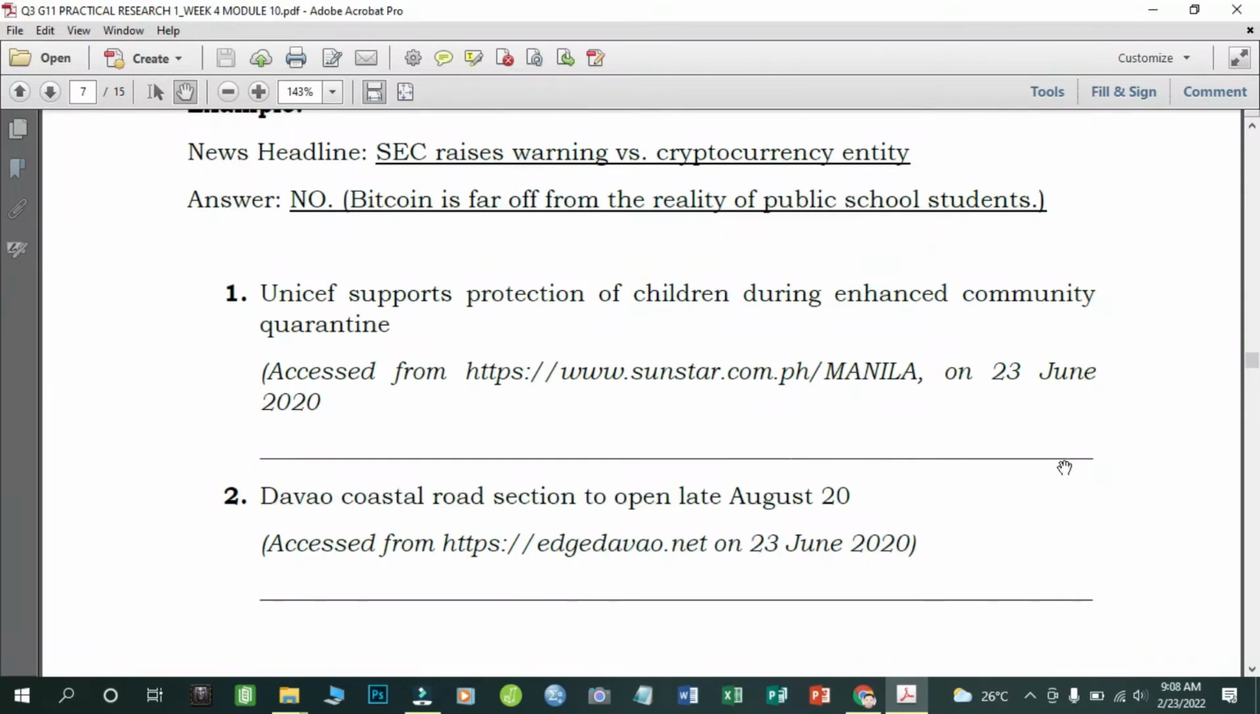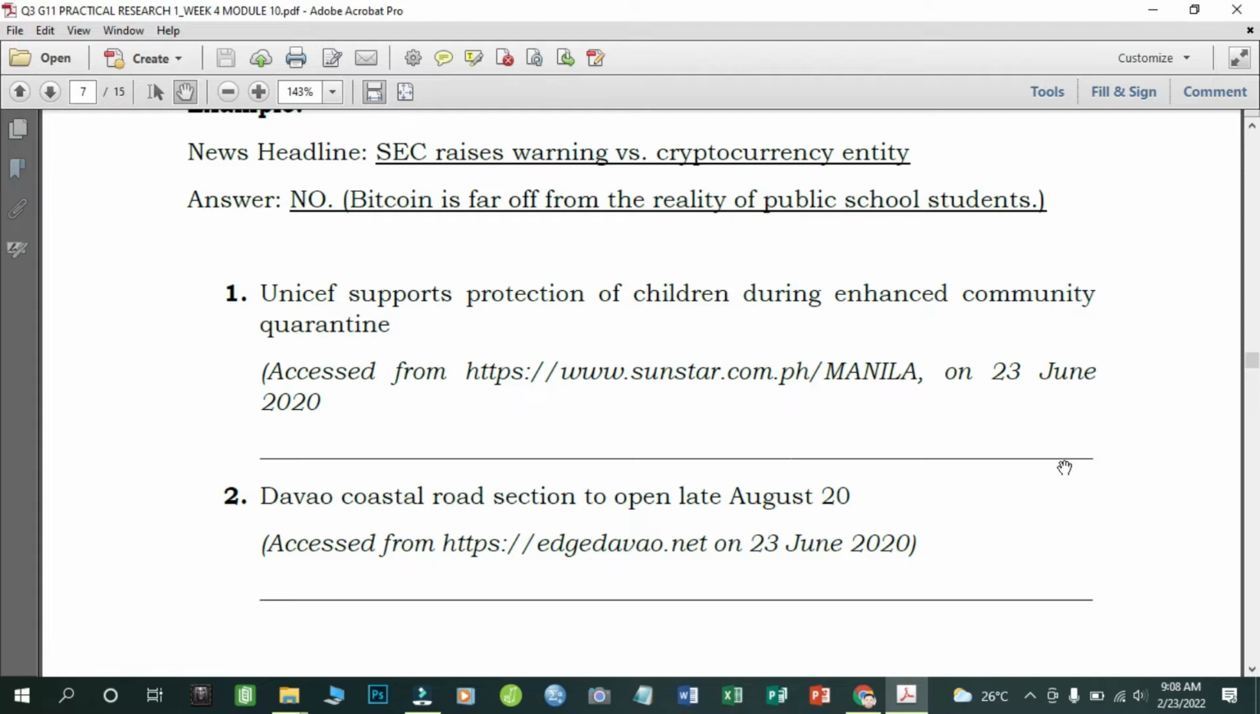Okay, let's have this. Number 1, UNICEF supports protection of children during enhanced community quarantine. This is from Manila Sunstar. Is this researchable or not? Okay, yes, it is researchable. For this topic, sources can be found on the internet. You can search some articles online, like this one, which is a newspaper publication. So you can have your literature for this topic, if this is going to be your research paper.